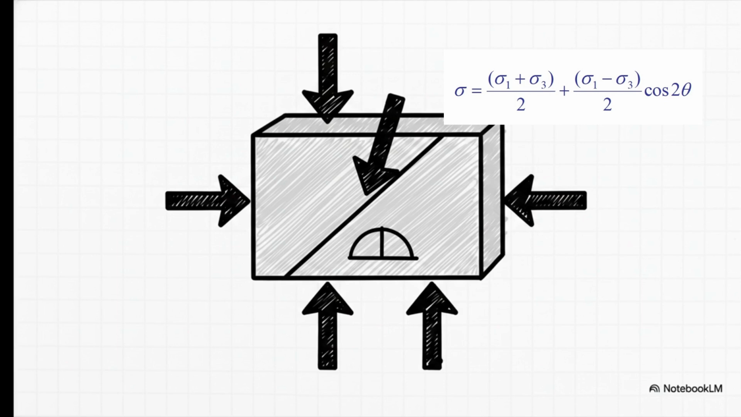The formula is the normal stress equals 1/2 of (sigma 1 plus sigma 3), added to 1/2 of (sigma 1 minus sigma 3), multiplied by the cosine of 2 theta. It looks like a mouthful, but it simply means the crushing force on the fault plane changes smoothly depending on its angle. This is exactly how geologists predict if a fault line is going to slip and trigger an earthquake.